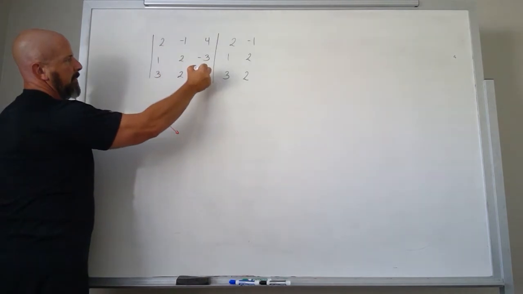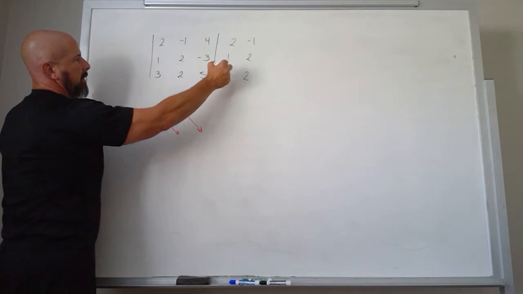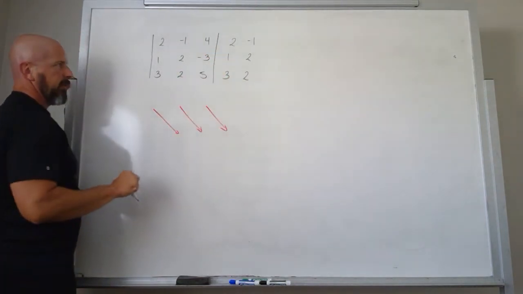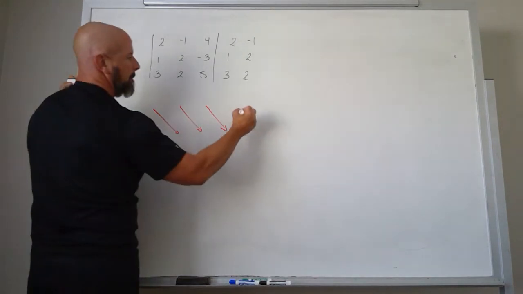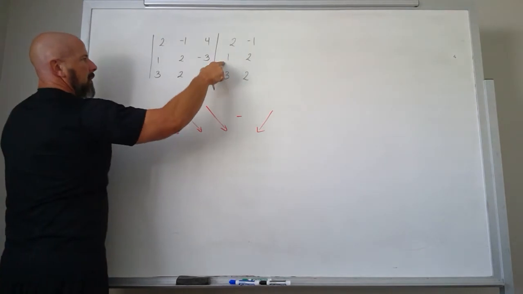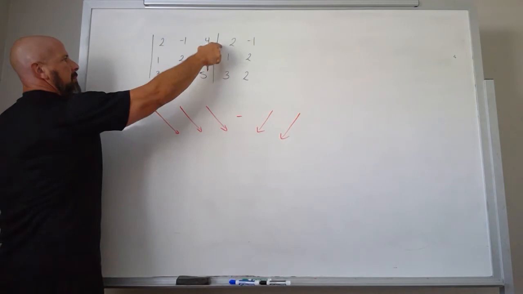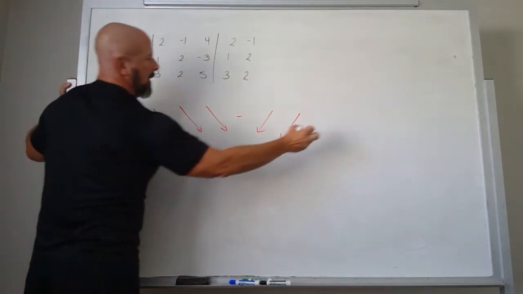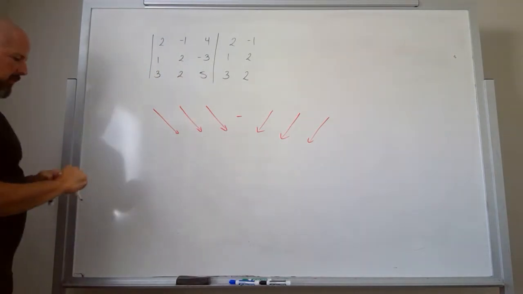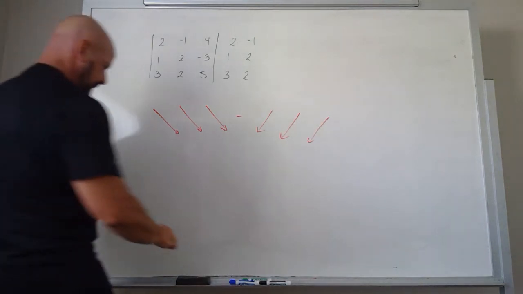So 2, 2, 5. Down. -1, -3, 3. Down. 4, 1, 2. Notice 3 elements, 3 elements, 3 elements. Minus. Then we're going to come back. -1, 1, 5. Minus. Coming back again. 2, -3, 2. And then minus. Coming back again. 4, 2, 3. So it's still moving down to the right. Minus coming back to the left.